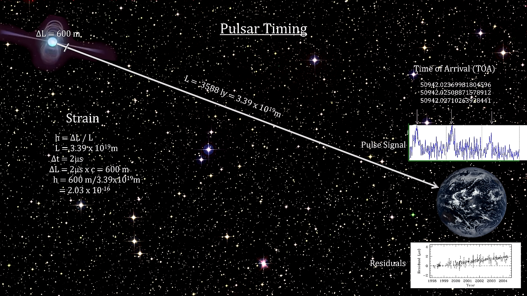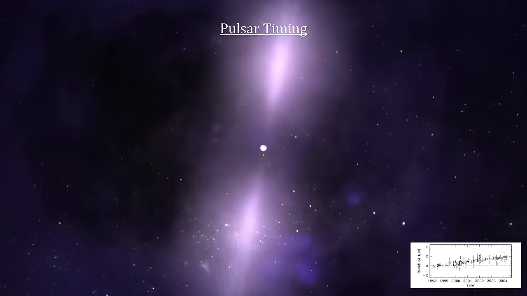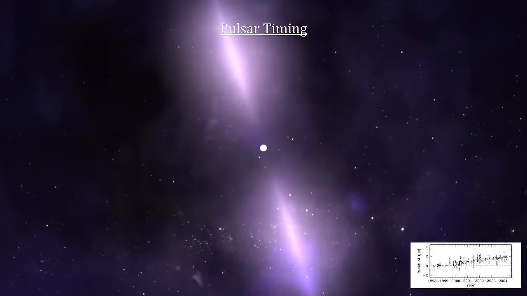Of course, thorough analysis is needed to rule out other causes for a graph like this. For example, we would see this residuals pattern if, instead of a gravitational wave, the pulsar's rotation rate was actually slowing down.